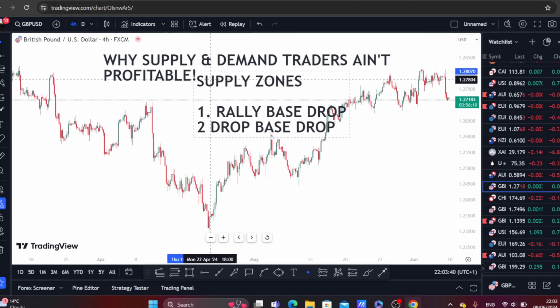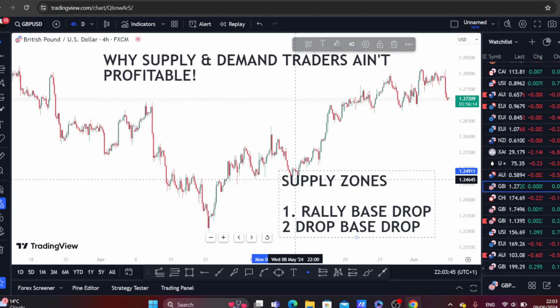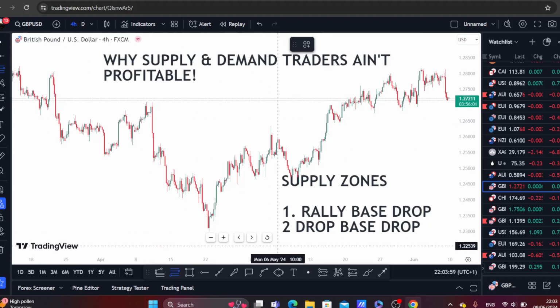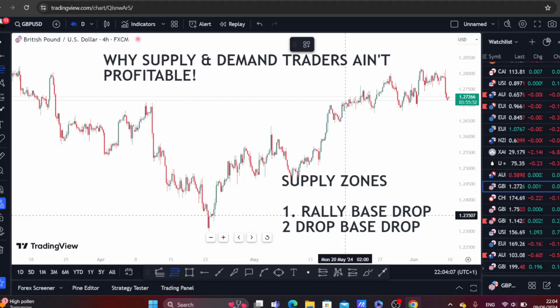Okay, so I think the best thing to do is to split this video into two, not to make it long. So in today's video, I'm going to explain the supply zones, and then the next video will be demand zones. So for the supply zones, we have the rally base drop and the drop base drop supply zones. The rally base drop is a reversal supply zone, whereas the drop base drop is a continuation zone of a supply area.